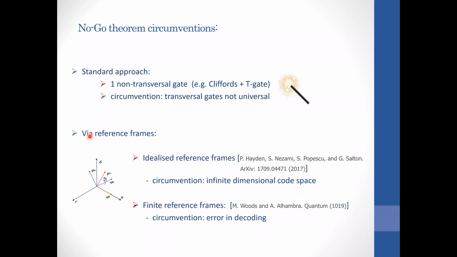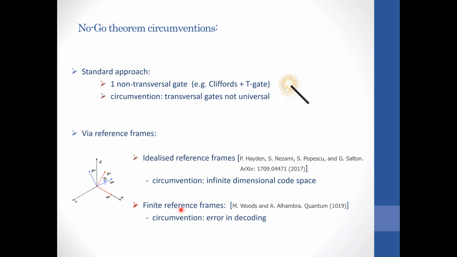Another approach, and I concentrate on this one here because this is the relevant thing for this talk, is the so-called reference frame approach. The first paper on this was in 2017, and here they use idealized reference frames. So these are like infinite dimensional reference frames. And here the violation of the Eastin-Knill theorem is the first thing. So the code space is infinite dimensional, not finite dimensional. If you remember on the previous slide, I said that was one of the two possible assumptions, right? Assumption number one, that it has to be finite dimensional. So that's how they circumvent it.